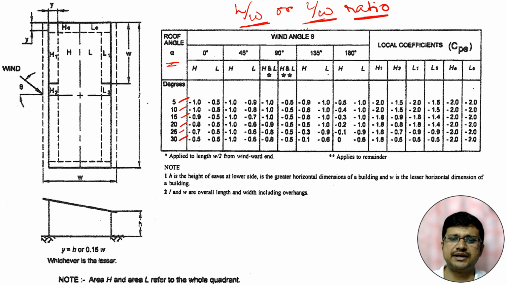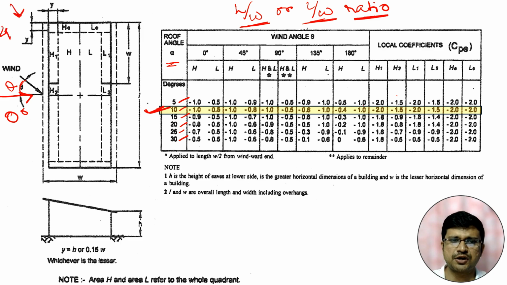So suppose for a particular building the roof angle is 10 degree. At that time we will consider this particular case. If wind is coming from this direction it will be 0 degree. Here this angle is theta. When wind comes from this direction it will be 45 degree. When wind comes from this direction it will be 90 degree. It will be 135 degree and then 180 degree, depending on the wind direction. Now when wind is coming from 0 degree, for the H portion the value will be -1 and for the L portion the value will be -0.5.